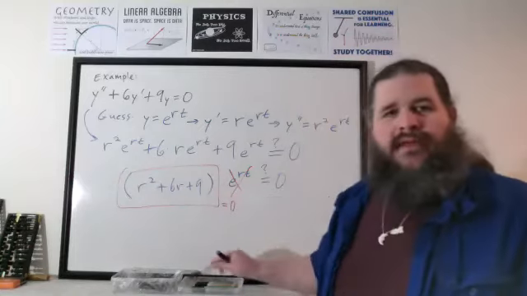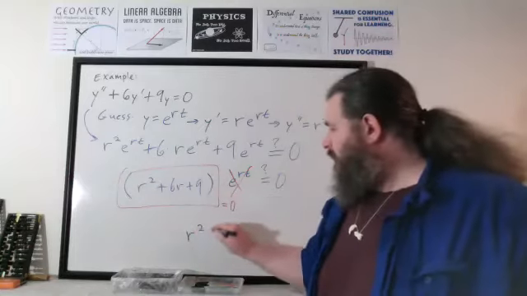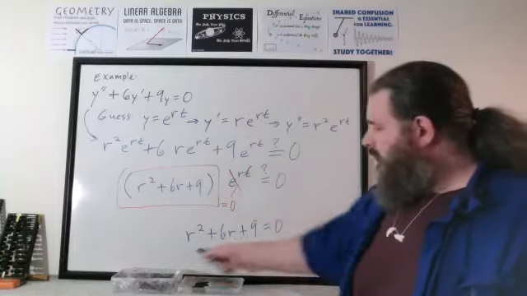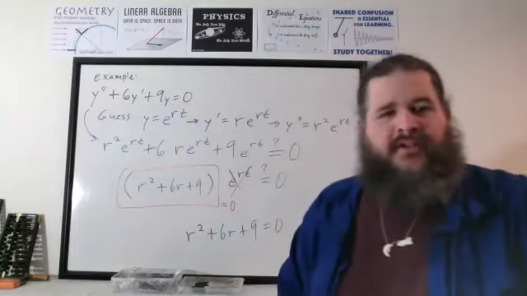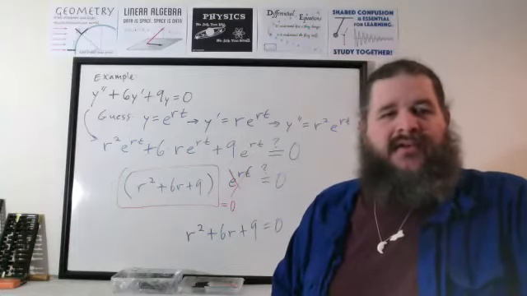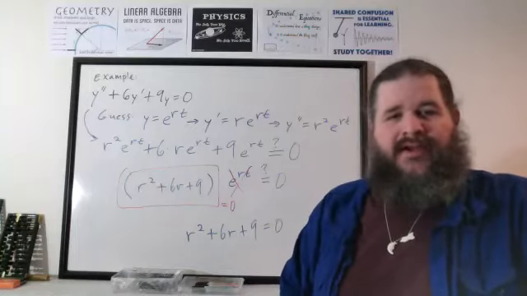So this is what we call the characteristic quadratic, r squared plus 6r plus 9. That's the characteristic quadratic of the original differential equation in the sense that it's a quadratic that tells us everything we need to know about this differential equation.